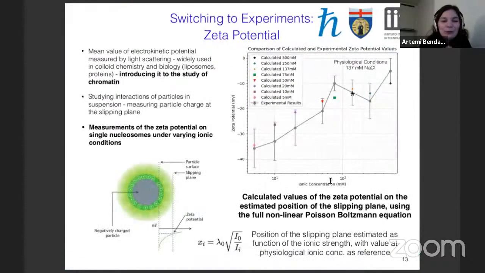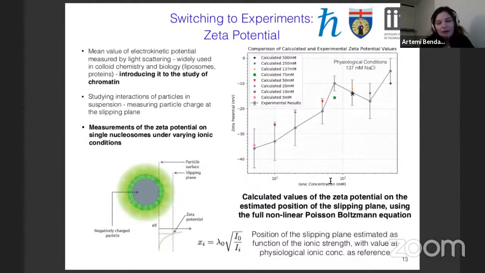And finally, I wanted to close with some experiments that we actually did for my PhD project. We wanted to see if our methods were, let's say, not exactly accurate is not the correct word. We wanted to see if what we were doing was in touch with reality. Let's just put it that way. So we performed some zeta potential measurements and calculations on nucleosomes. To our knowledge, it is the first time that zeta potential has been used on nucleosomes.